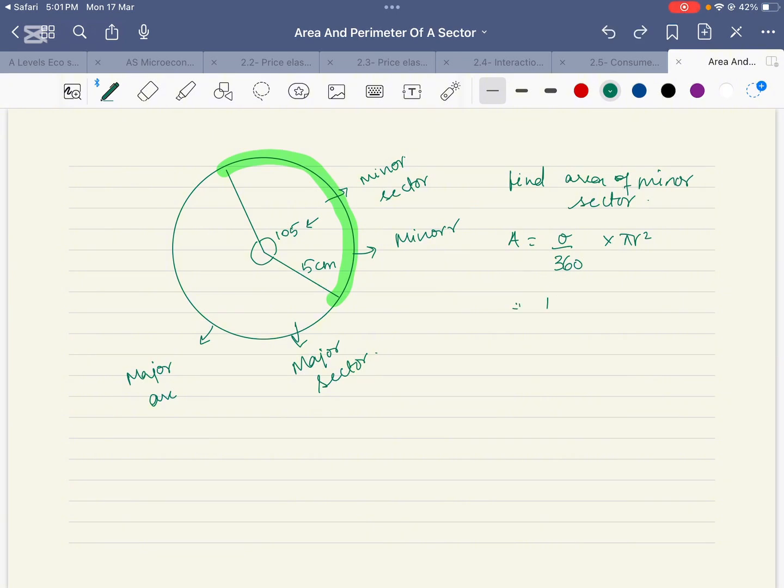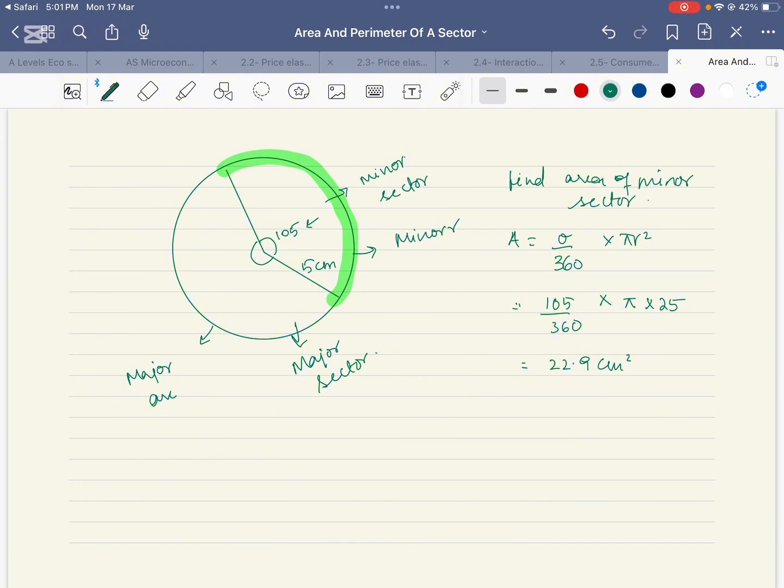So theta here is 105 in the minor sector. 105 upon 360 into pi r square, which is 25, because radius is 5 centimeter. This turns out to be 22.9 centimeter square. Finally, an answer without a pi in it.